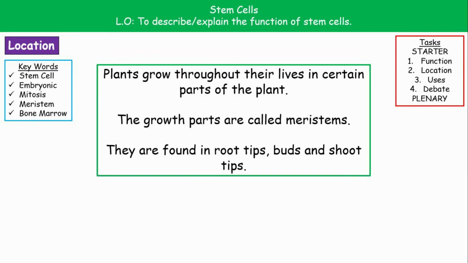Hopefully what we said there is no, they don't. Plants actually continue to grow throughout their entire lives in certain parts. Now, the regions of the plant that will continue growing throughout their whole life are called the meristems, and we're going to find them in very specific regions on the plant: the root tips, the buds, and the shoot tips. So make sure you've got those 3 points written down in your books for me about our plants.